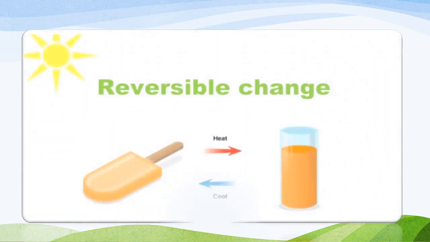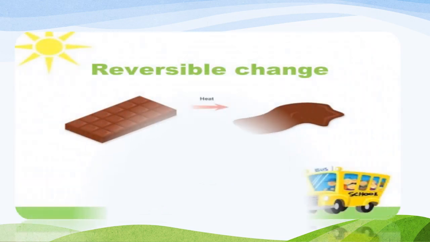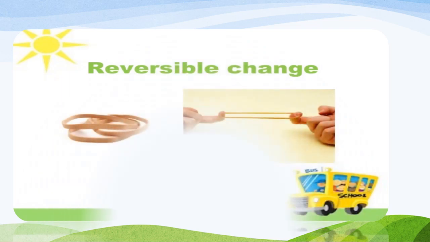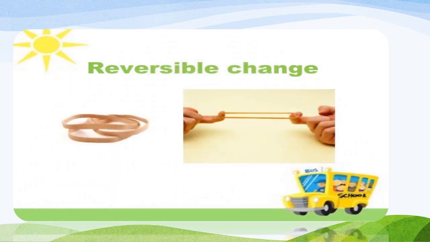Some of the common examples of reversible changes include melting of your ice lolly, melting of chocolate, then stretching a rubber band. All these three are very good examples of reversible changes. As you have noticed, in all these three examples, no new substance is formed. The original shape of the object is regained. That's why these are called reversible or physical changes.